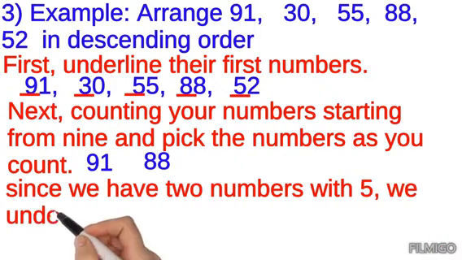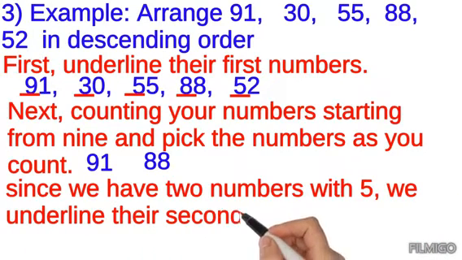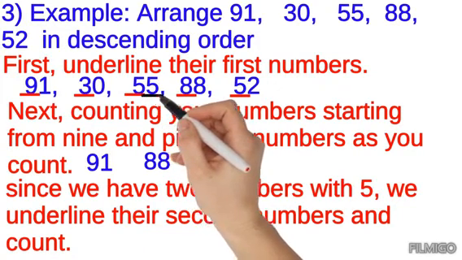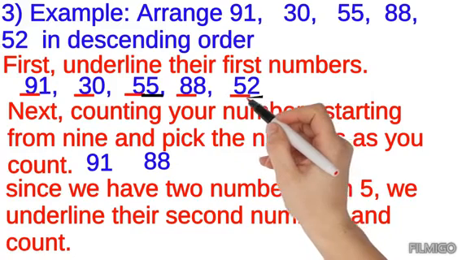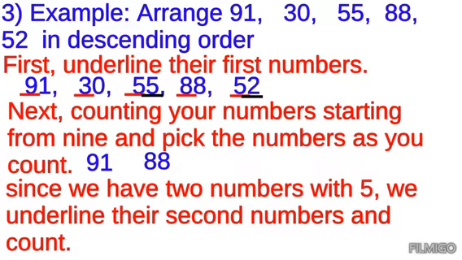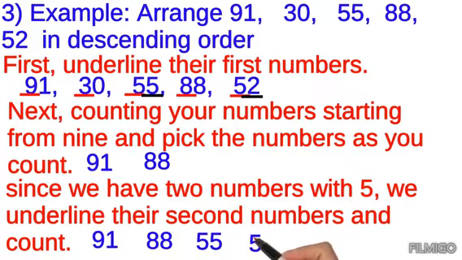So we're going to underline their second numbers, which is, we're going to underline our 5, and we're also going to underline our 2. When counting backward, 5 comes before 2. So the first thing we're going to do, write our 91 out. Then we'll write our 88. We'll pick the 55, pick the 52, and then we're going to write our 13.